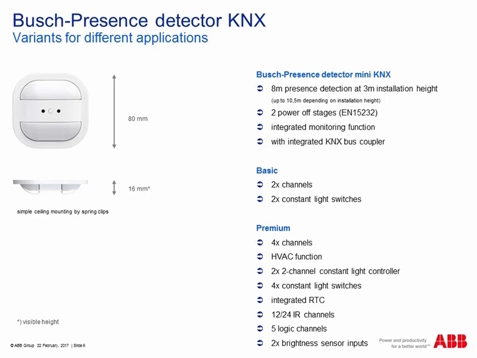And if you see how small this presence detector is, it has a very huge detection range. At an installation height of 3 meters, we are talking here about an 8 meter detection range. So this is a very powerful presence detector. All presence detectors here come with some special applications.